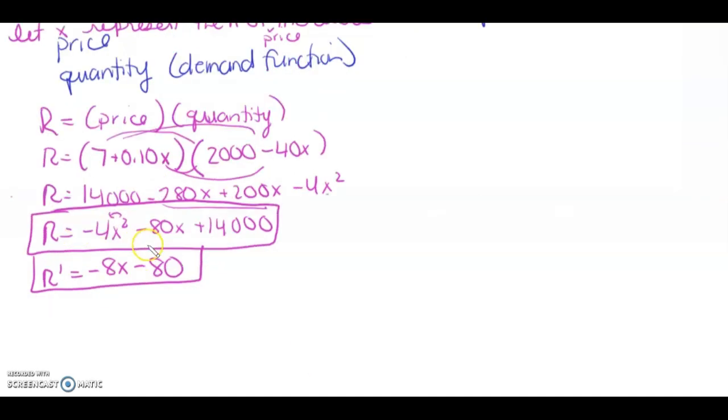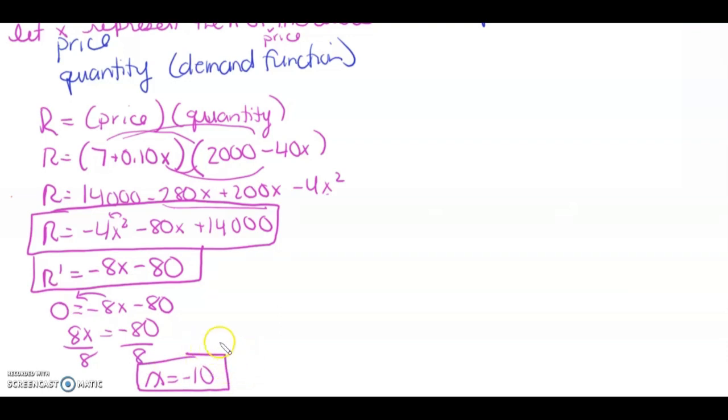Now what we want to do is find where the tangent line is horizontal. So we want to find where the derivative equals 0. So we're going to set the derivative equal to 0, bring over the 8x, and then divide by 8. And I get x equals negative 10.